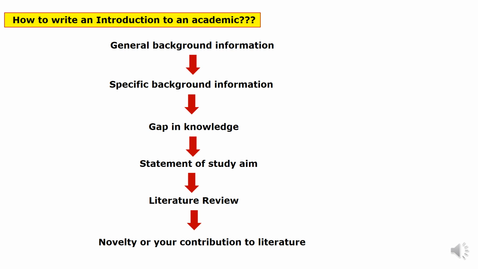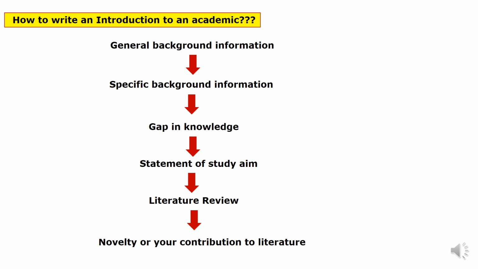What is the problem? We are solving some problem. So we have to introduce the problem with some background information, and from that background information we have to specify what problem is happening. Then we have to make readers search for the gap in the knowledge. Then we have to write the aim of our research paper, and then we have to write the literature.